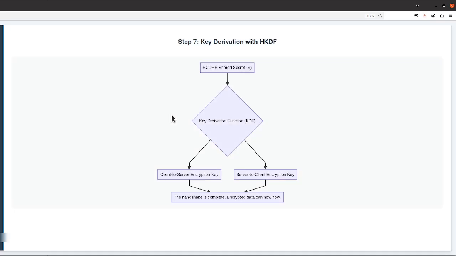Step 7. Key derivation with HKDF. The final step is to turn the shared secret, which is a point on an elliptic curve, into usable encryption keys. This is done using a key derivation function, or HKDF. The shared secret from ECDHE is fed into the HKDF, which then generates all the symmetric keys needed for the session. One to encrypt client-to-server traffic and another for server-to-client traffic. The handshake is now truly complete, and encrypted application data can begin to flow.